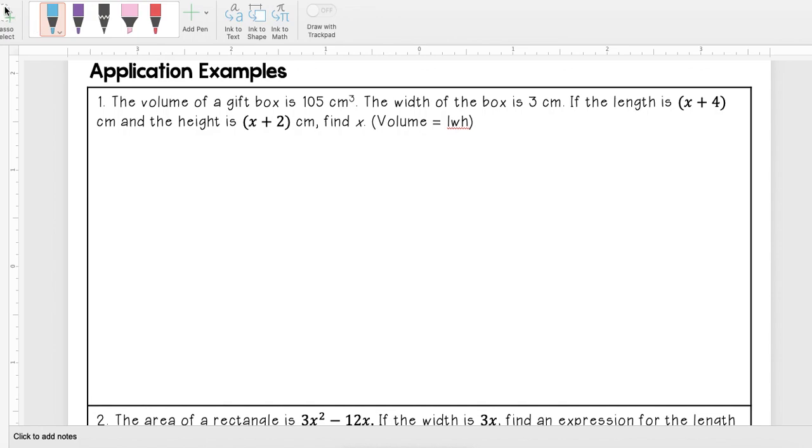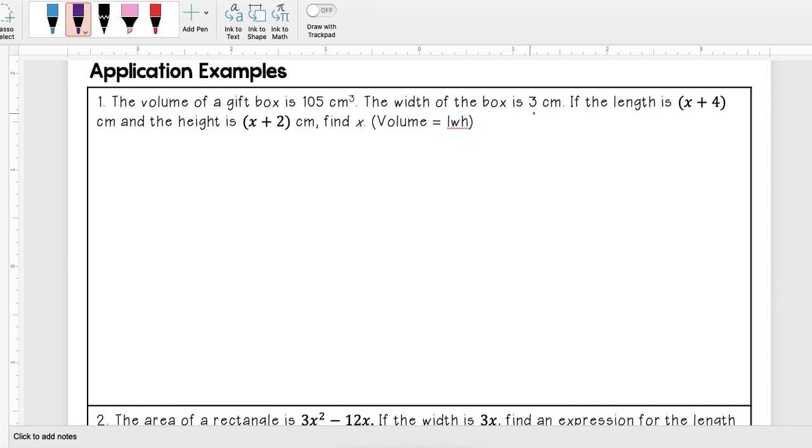For this last video, let's look at some more application examples. So this first one says that the volume of a gift box is 105 centimeters cubed. The width of the box is 3 centimeters. If the length is x plus 4 and the height is x plus 2, find x. And I'm told that volume is equal to length times width times height.